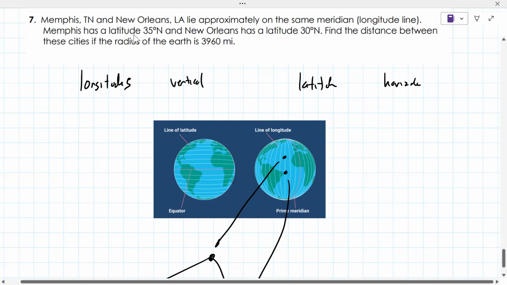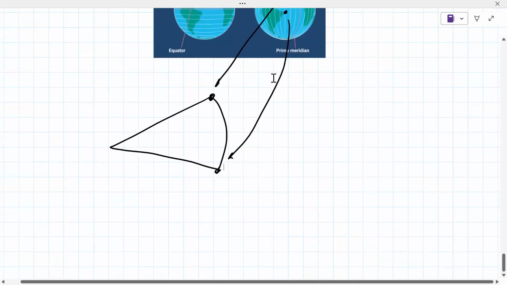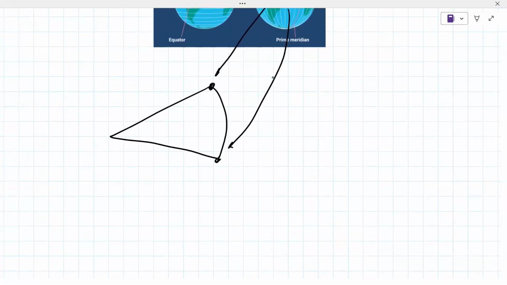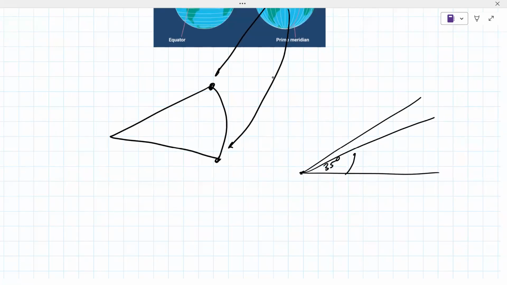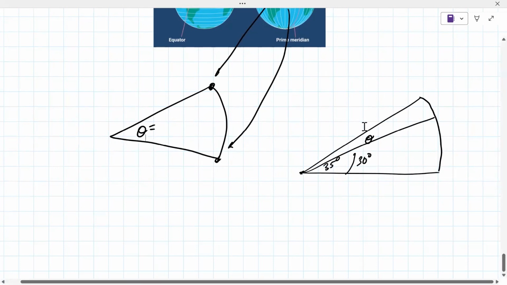It also kind of tells you from here, 35 north and 30 north. So what that's saying is, from the horizontal, this isn't going to be drawn well, but one is 35 degrees and one is 30 degrees. So what's the little piece between them? What's the angle between them?